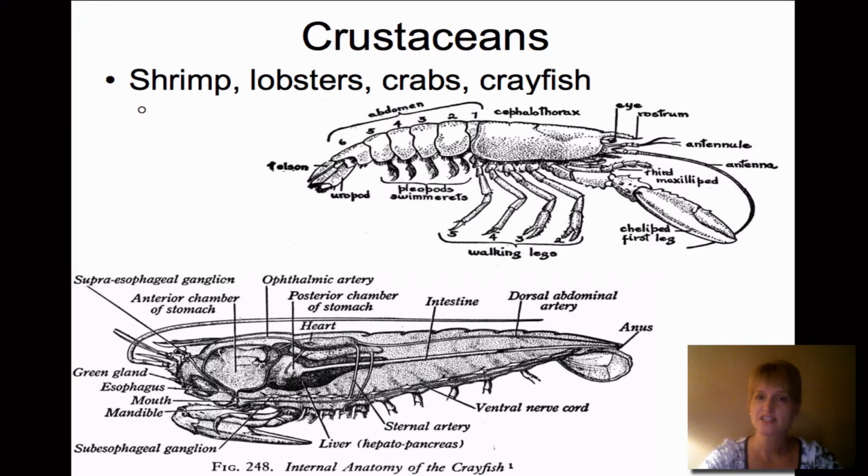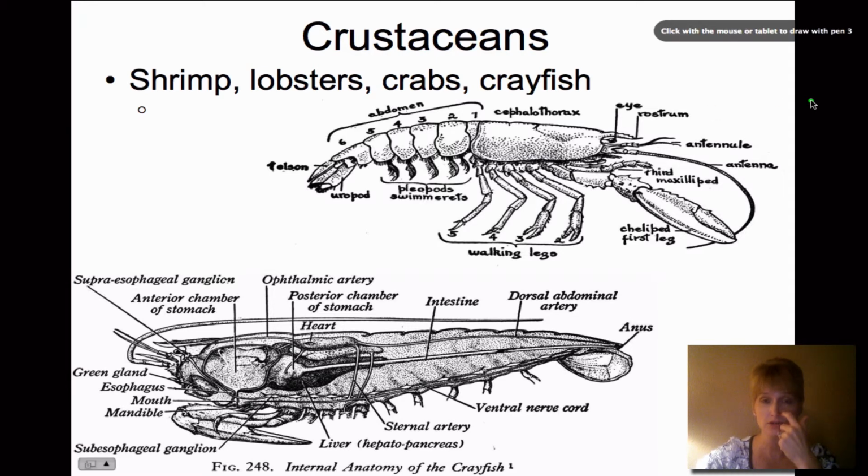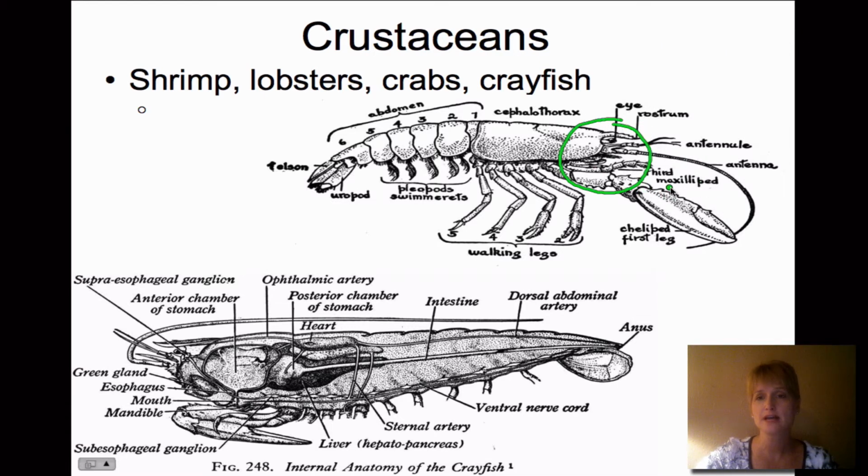We're going to look at crustaceans in a little bit more detail. Crayfish is an animal that is often dissected within a biology class. And so when we look at a crayfish, we're looking at internal and external anatomy. So this is the head region. And so we see an eye and a rostrum coming over the eye that protects it. They have an antenna, which is quite large.